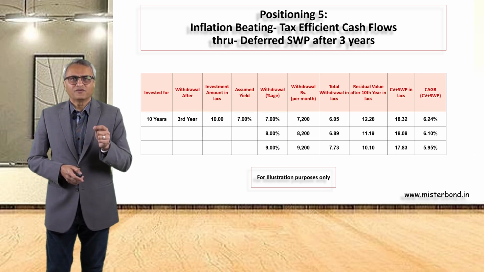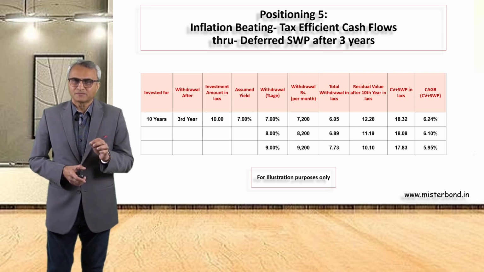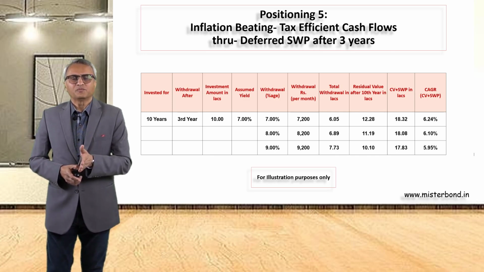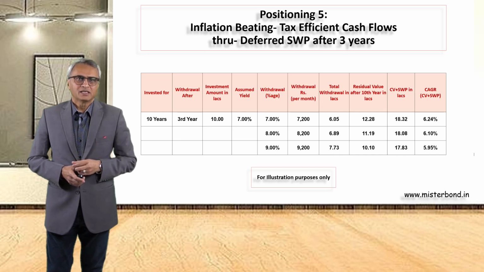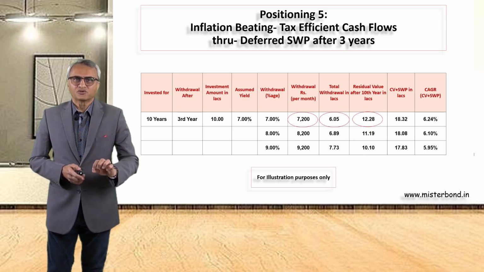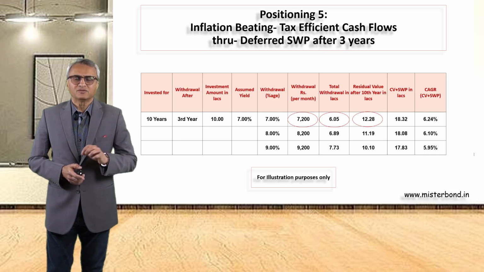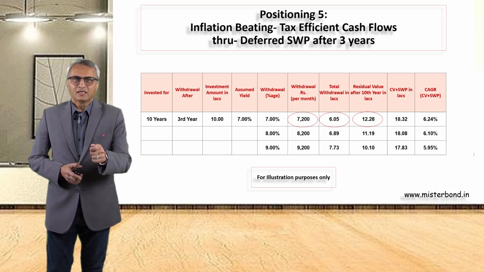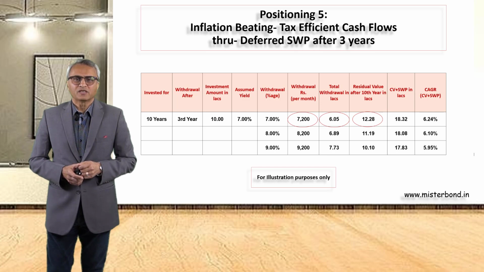So instead of withdrawing money from day one of investment into this particular scheme, what we can do is defer our SWP maybe after 3 years, and then you start your SWP at 7%, 8%, 9%, etc. So as you can see, lower the withdrawals at 7%, the residual value of that particular scheme at the end of the 10th year is almost 12.28 lakhs on an investment of 10 lakhs in the initial stage.